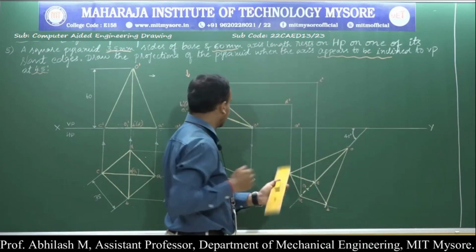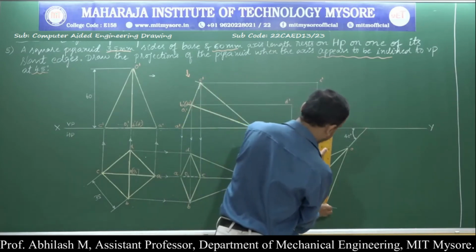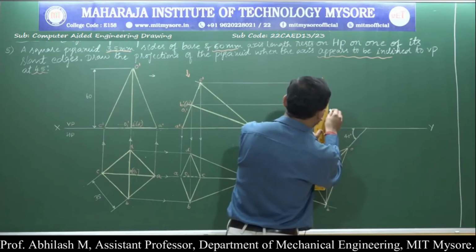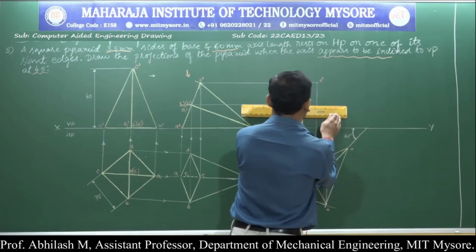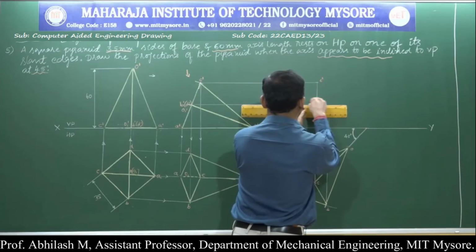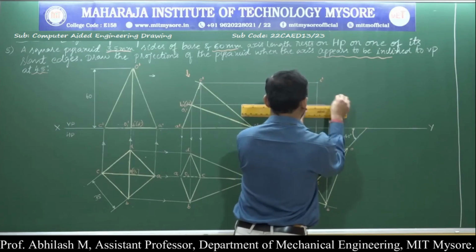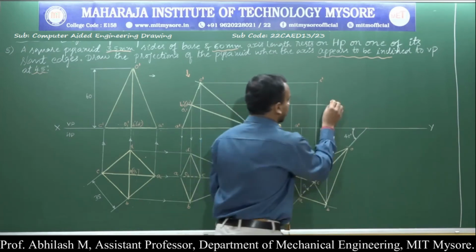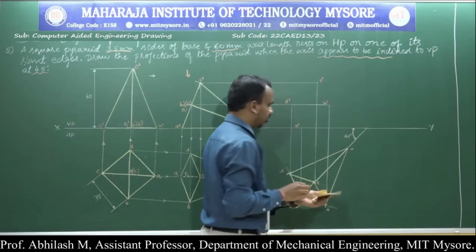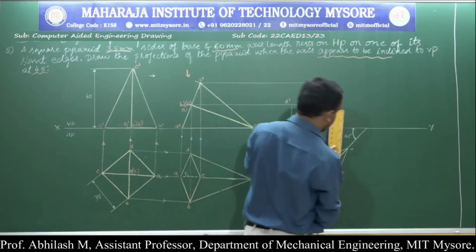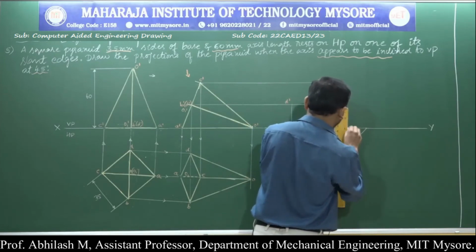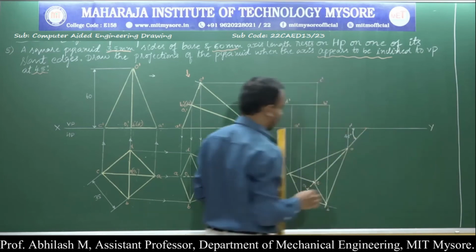We are left out with the B. So B is here. So call it as a B dash in the front view. Then we have O. O is on the XY line itself. Just transferring that. So this is my O dash.